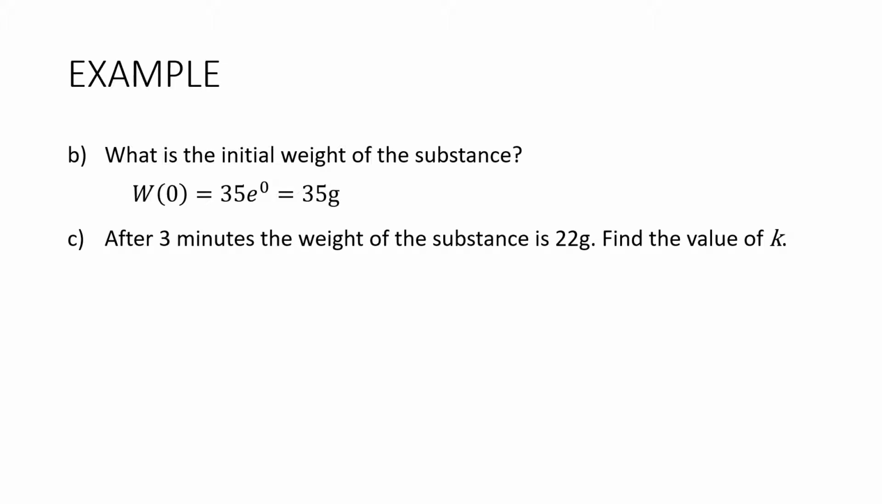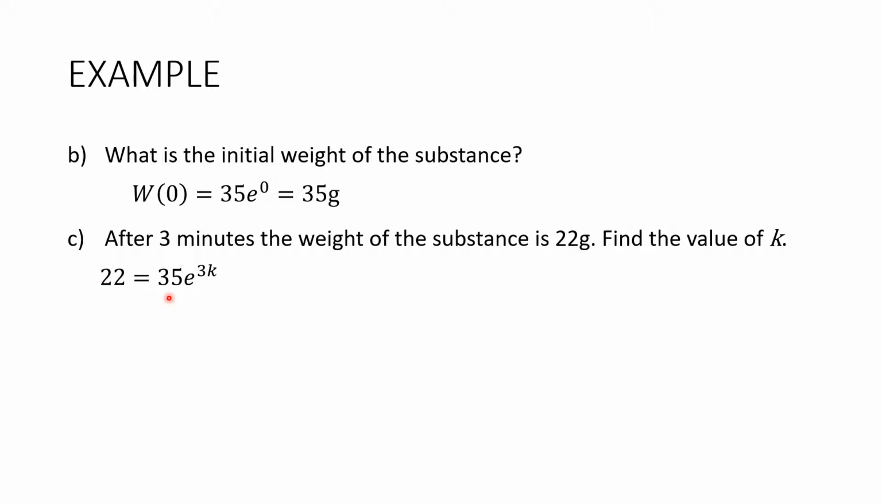After 3 minutes, the weight of the substance is 22 grams. Find the value of k. So these questions always go like this. They'll ask you the initial weight, and then they'll give you a pair of values and ask you to find the constant. Be careful here. This is W, and this is t. So when we substitute it in, the 22 goes there, because that's W.